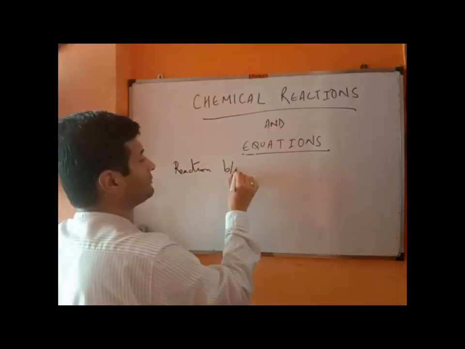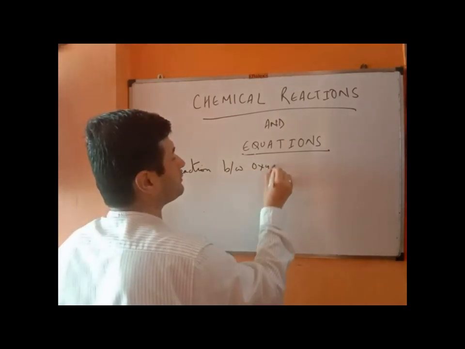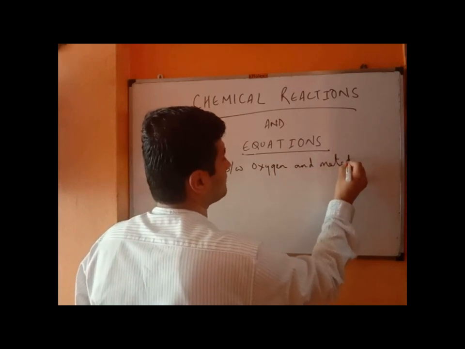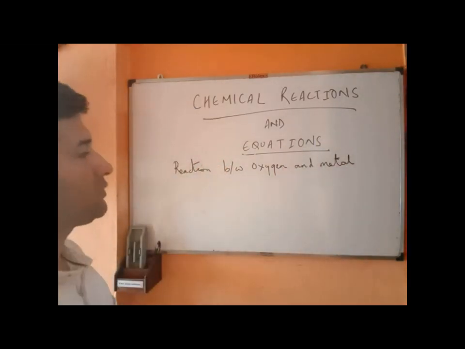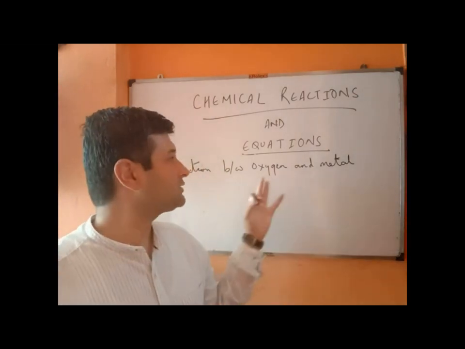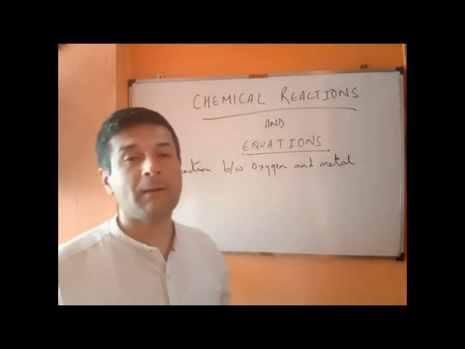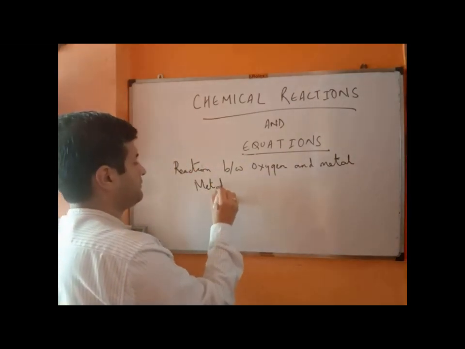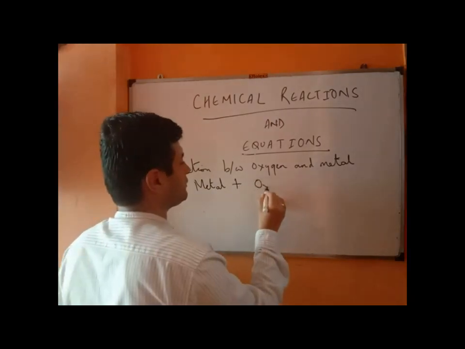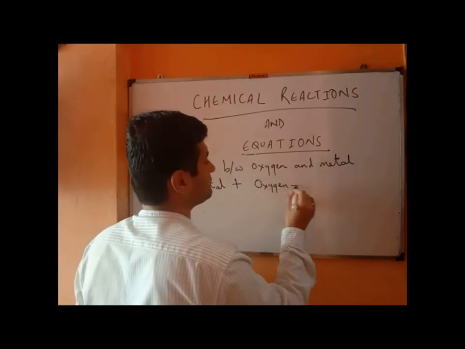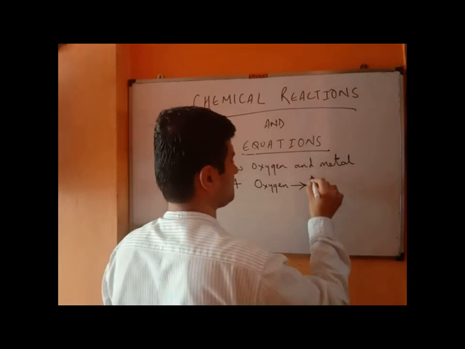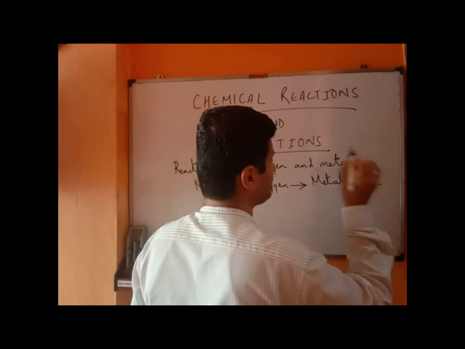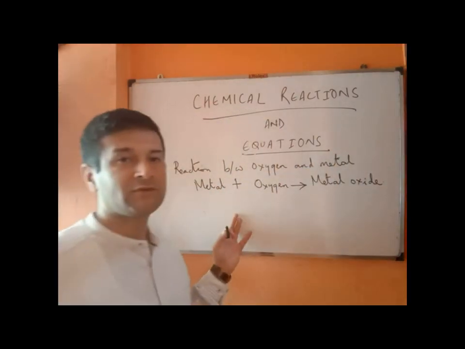Reaction between oxygen and metal. When a metal reacts with oxygen, then it will give metal oxide. So metal plus oxygen gives metal oxide. This we have already discussed.